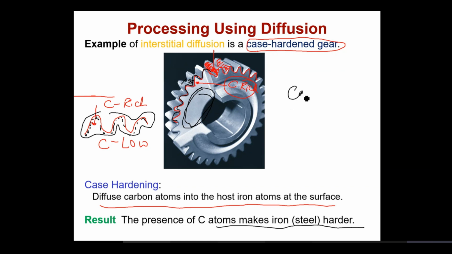This process is also known as carburizing, and you can also use nitrogen atoms to do that, and that process is known as nitriding. So basically, you are diffusing carbon or nitrogen within the surface region of the material in order to make the surface harder.